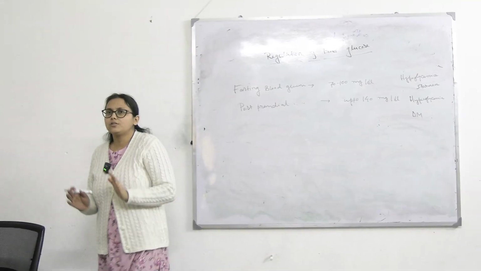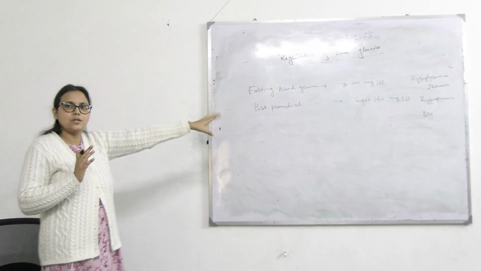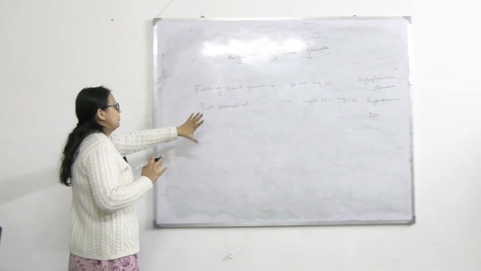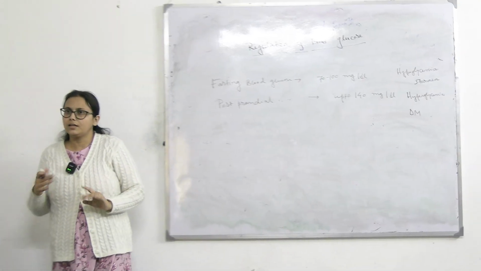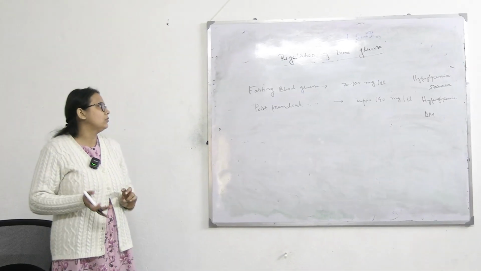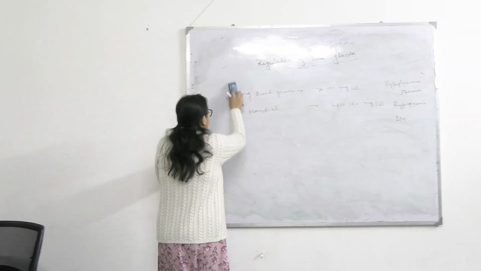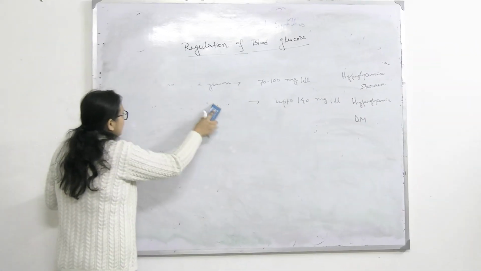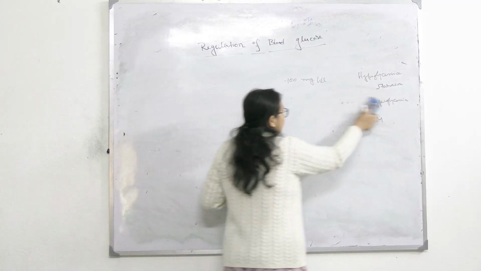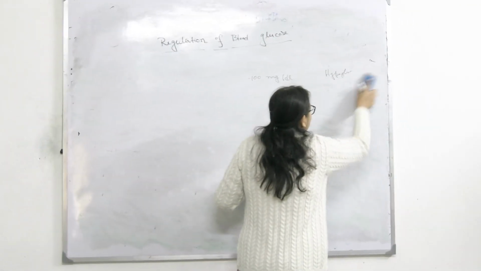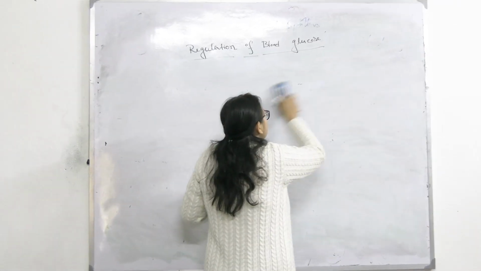So the body has to keep the blood glucose level within this narrow limit, and to keep it within this range, there must be some mechanism. That is called regulation of blood glucose. So we have to keep the blood glucose level within this limit.